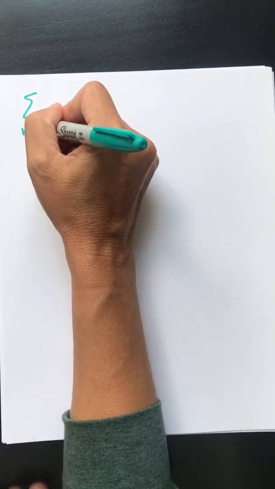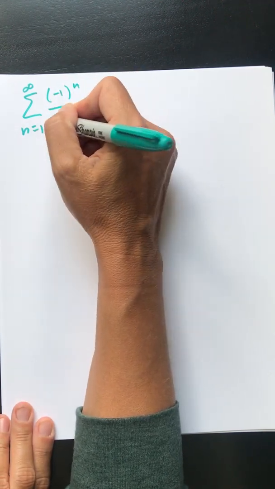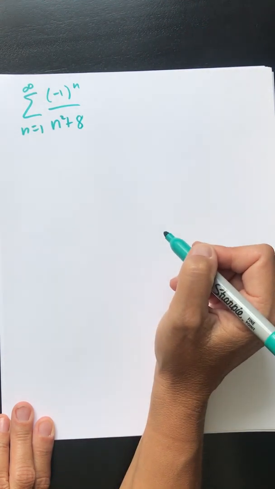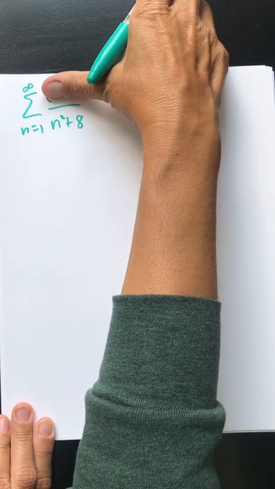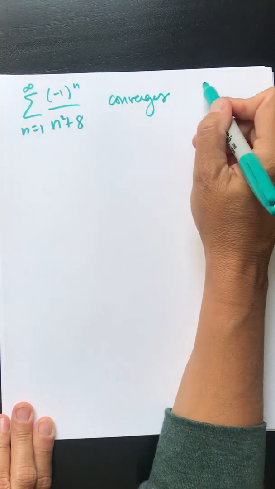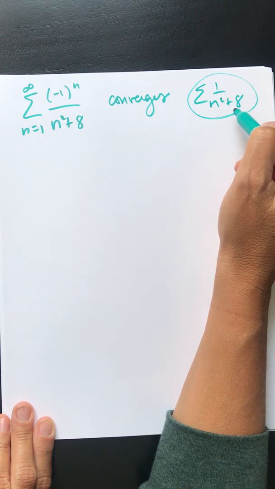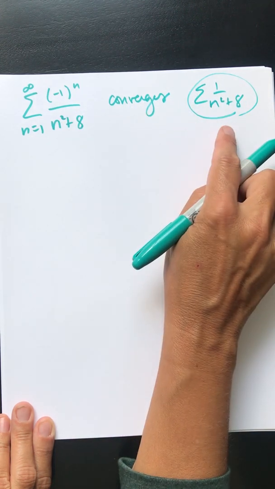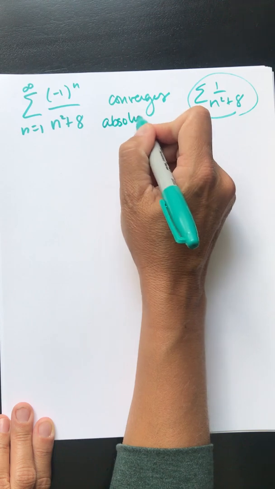Let's do a couple more. Let's say I have the sum from n equals 1 to infinity of negative 1 to the n over n squared plus 8. Well, now it's alternating. Is the not alternating piece going to 0? Yeah, so this converges. And we just showed that 1 over n squared plus 8 converges by comparison to 1 over n squared. So because both the alternating series and the not alternating series converge, we say that this series converges absolutely.